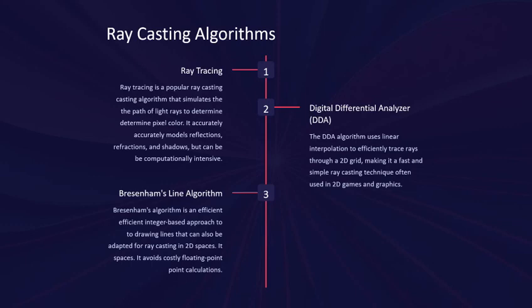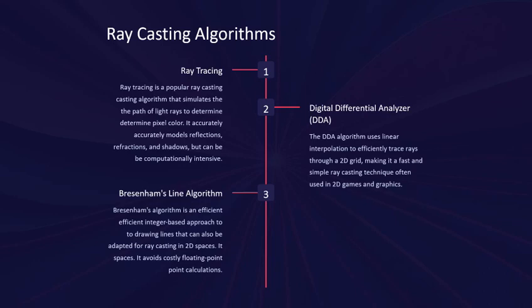What are the algorithms in ray casting? Ray tracing. Ray tracing is a popular ray casting algorithm that simulates the path of light rays to determine pixel color. It accurately models reflections, refractions, and shadows, but can be computationally intensive. Digital Differential Analyzer, also called DDA. The DDA algorithm uses linear interpolation to efficiently trace rays through a 2D grid, making it a fast and simple raycasting technique often used in 2D games and graphics.